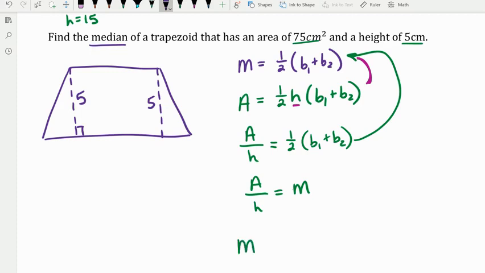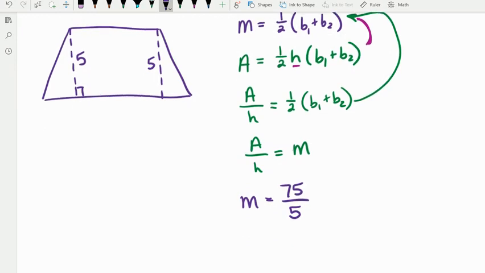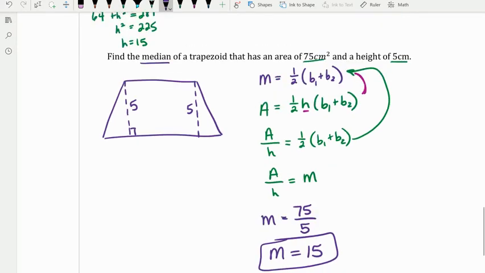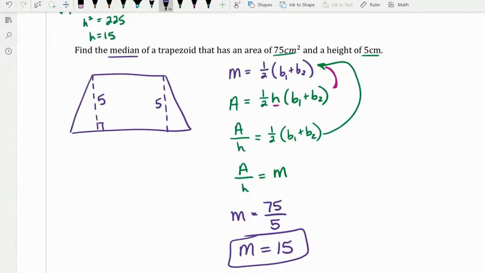So to find the median, I'm going to do my area of 75 divided by the height, which is 5. So the length of the median is 15. Ta-da! Okay. So there's another way to get the median of a trapezoid: you can take the area divided by the height. You may not have to do that calculation. You might know the bases of the trapezoid to find the median, but that's another way you can get it.